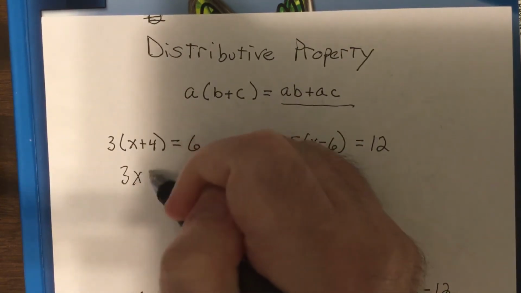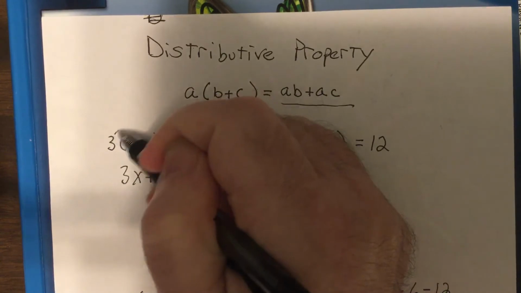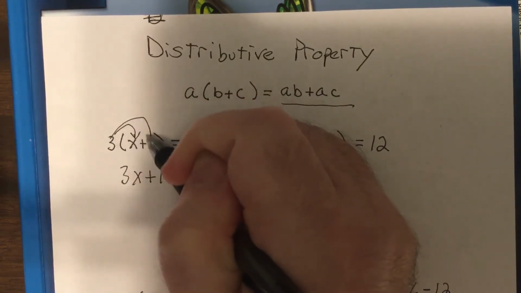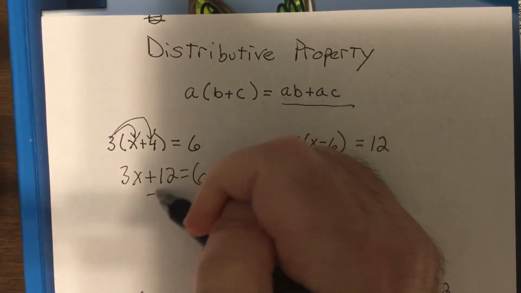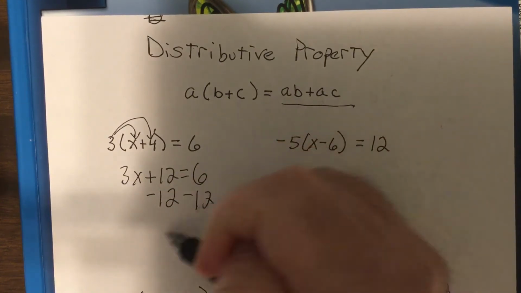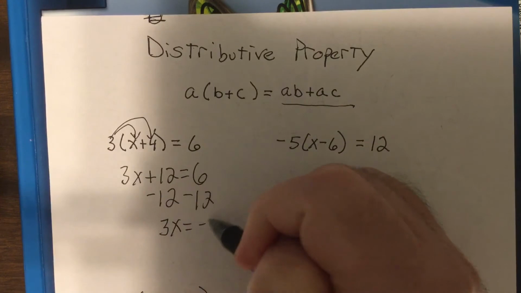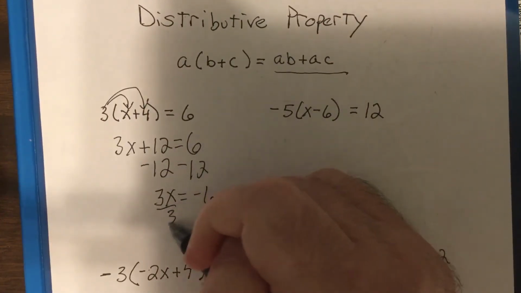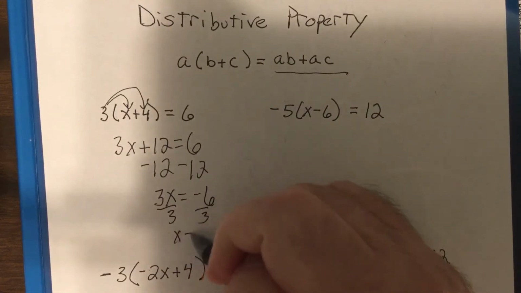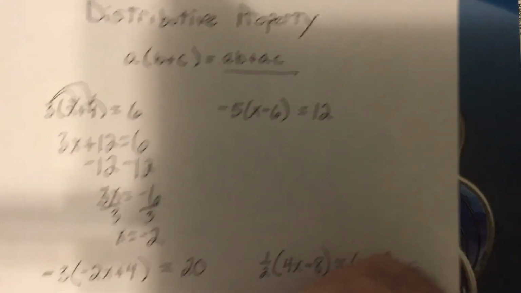So I distribute the 3 times x, 3 times 4, and then I solve it. So 6 minus 12 is negative 6, divide by 3, so x equals negative 2.